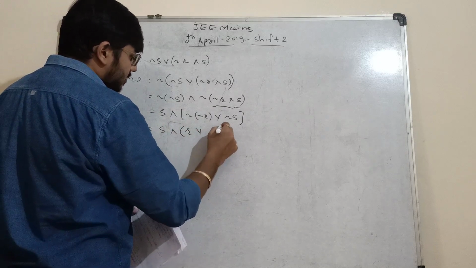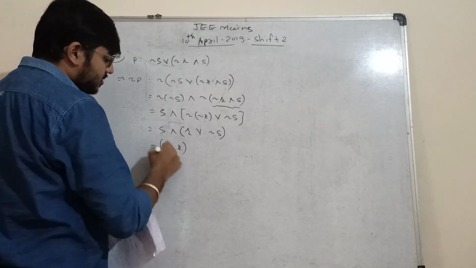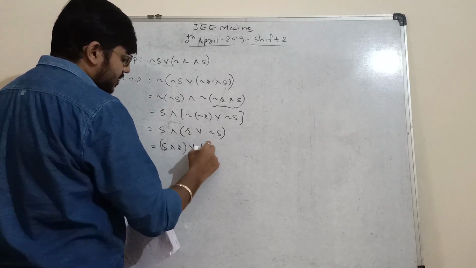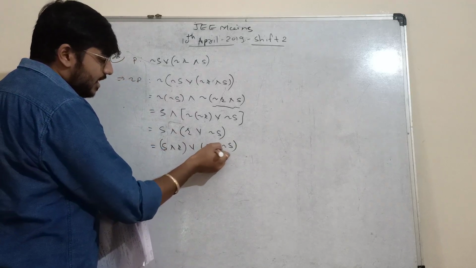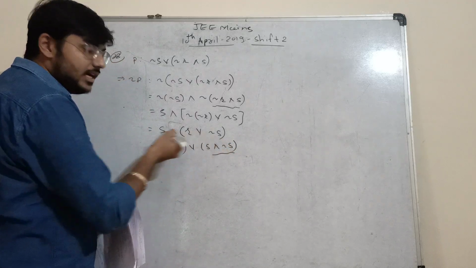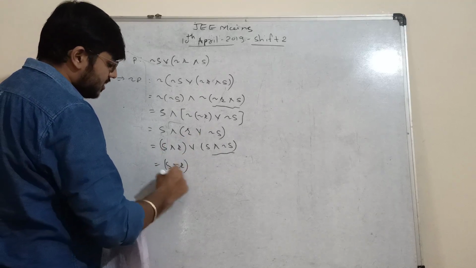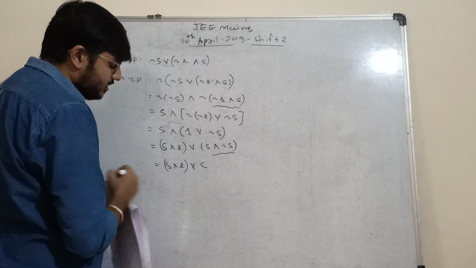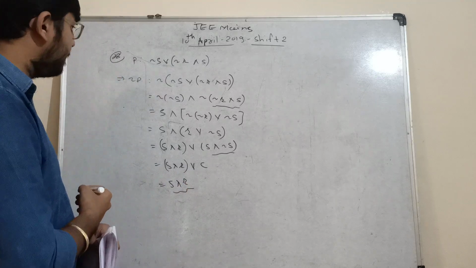So S conjunction R, disjunction, negation S. Now according to the distributive law, S conjunction R, disjunction S conjunction negation S. Now if any statement and its negation are joined with a conjunction, then it will be a contradiction, right? So S conjunction R, disjunction contradiction, will give you the answer as S conjunction R. So this will be your answer. Next question.